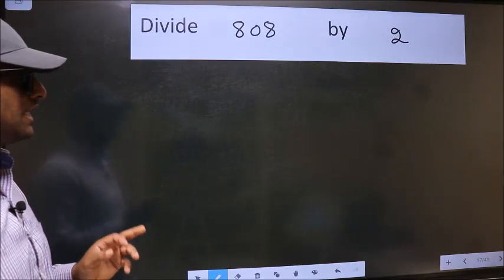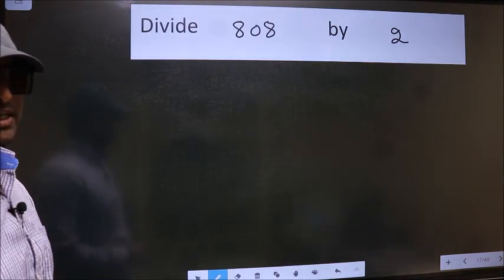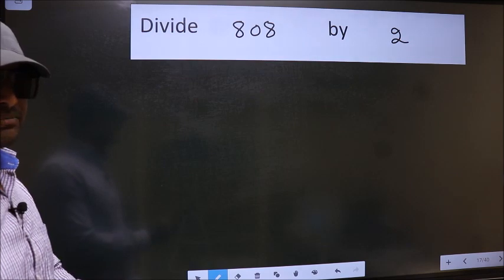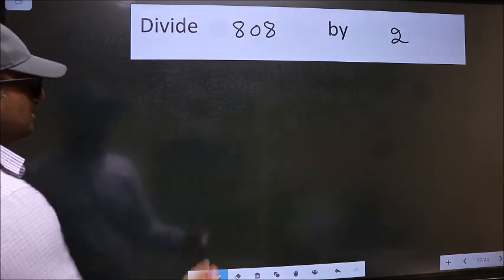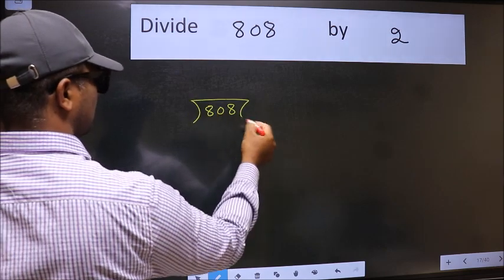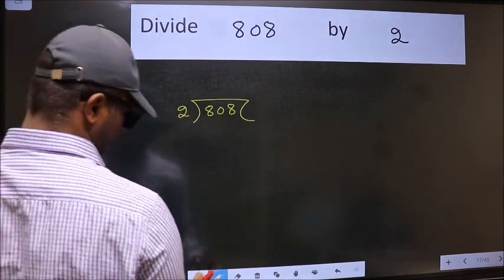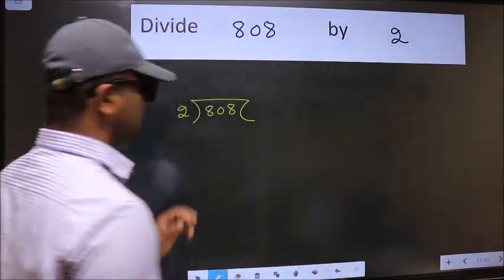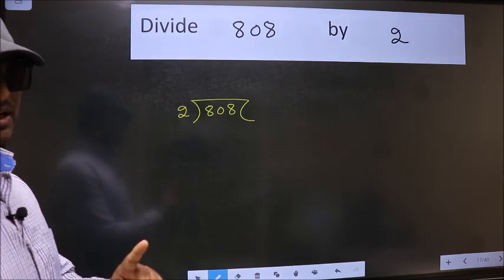Divide 808 by 2. To do this division, we should frame it in this way. 808 and 2 here. This is your step 1.